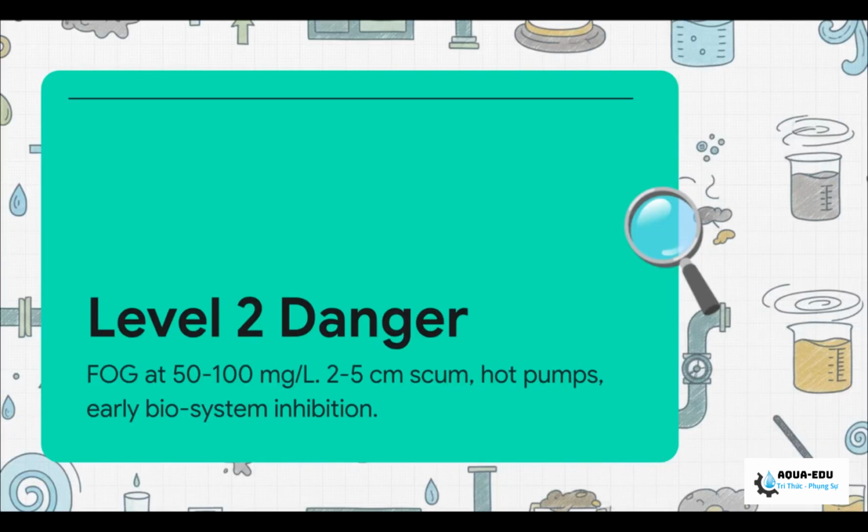Let's talk about what a level 2 danger actually looks like out there. You're going to see a nasty, visible scum layer building up, maybe 2 to 5 centimeters thick. But here's the real tell. Watch your pumps. The friction from that grease will cause them to run dangerously hot. Down in the aeration basins, the biological system will start showing early signs of inhibition. Your microbes are struggling to breathe, brothers. You have to catch it right here before it gets worse.